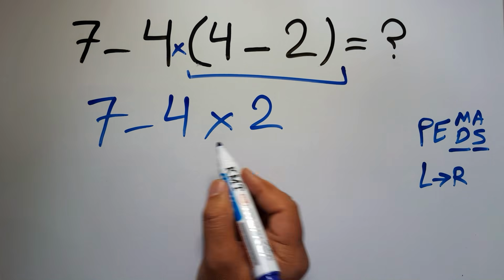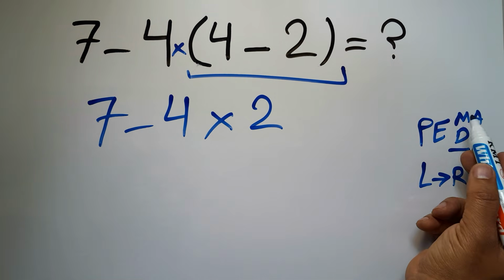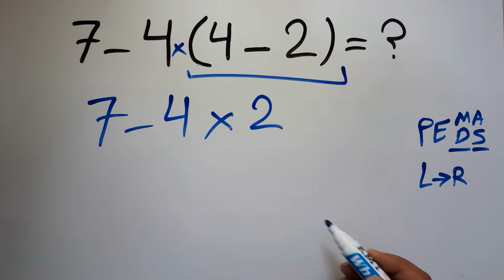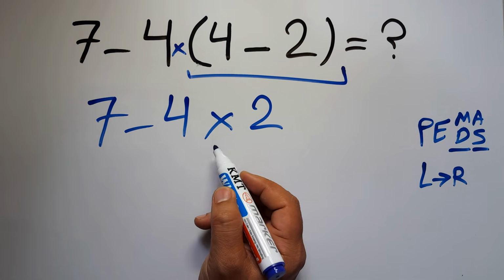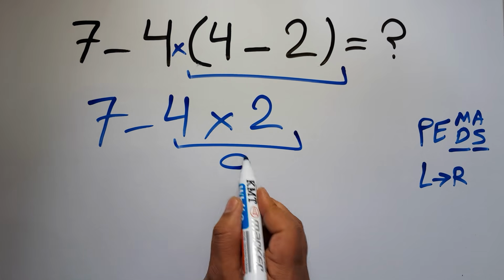According to PEMDAS, multiplication has higher priority than subtraction, because multiplication comes before subtraction. So here first we have to do this multiplication. 4 times 2 equals 8.